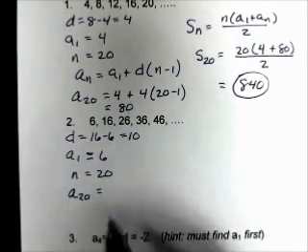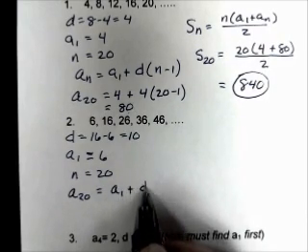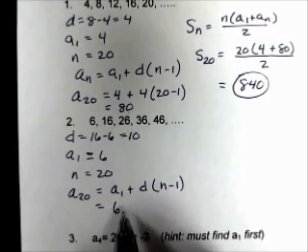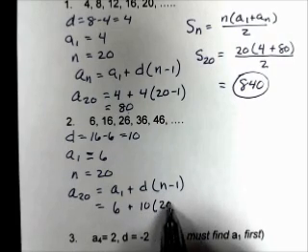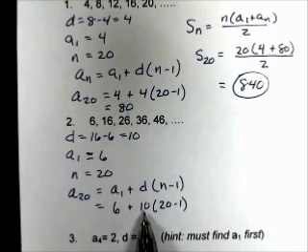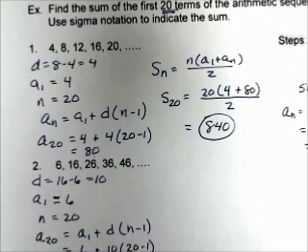We need to find the 20th term. So A sub 20 equals A1 plus D times n minus 1. A1 is 6, D is 10, and n is 20. 20 minus 1 is 19, times 10 is 190, plus 6 is 196. So our 20th term is 196.